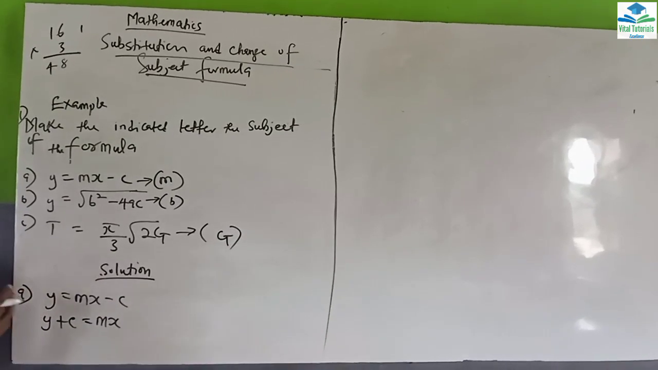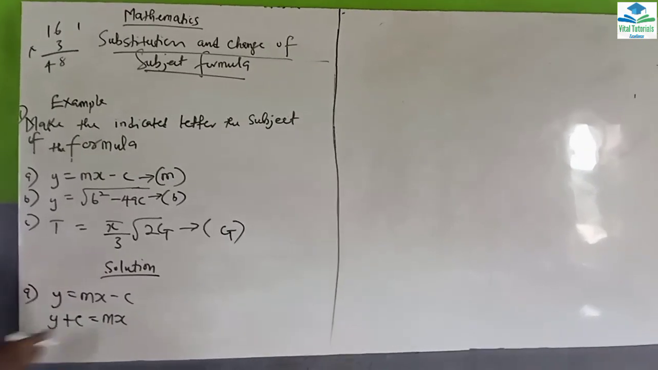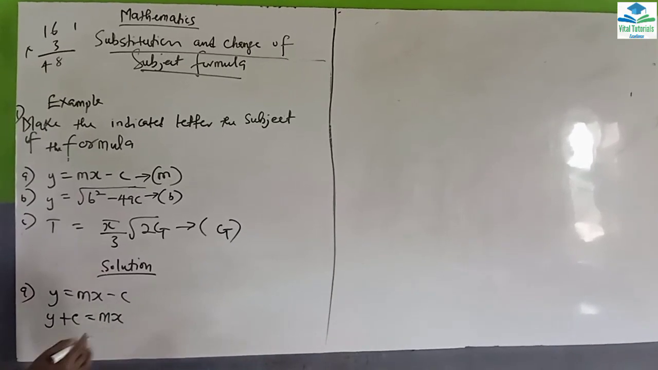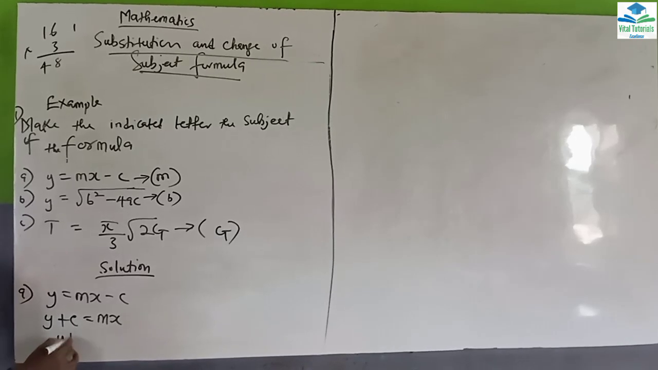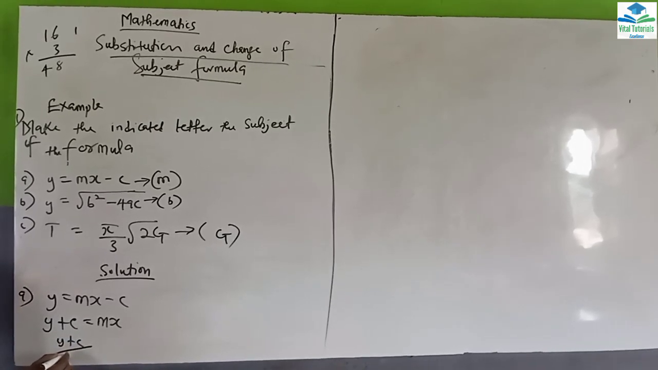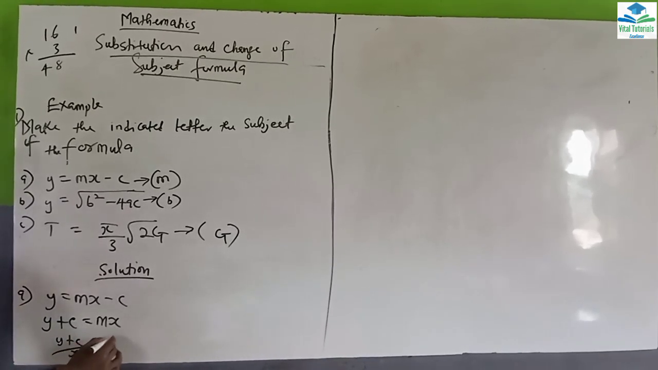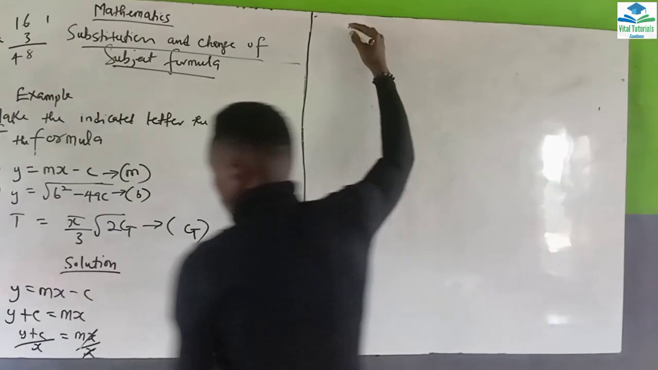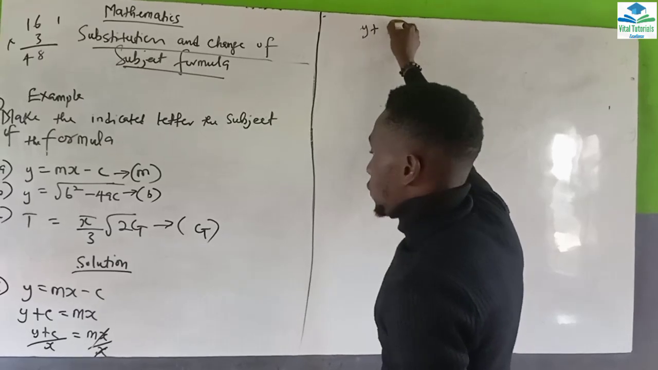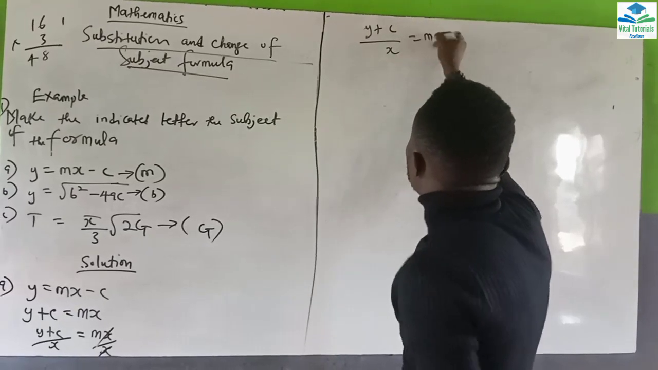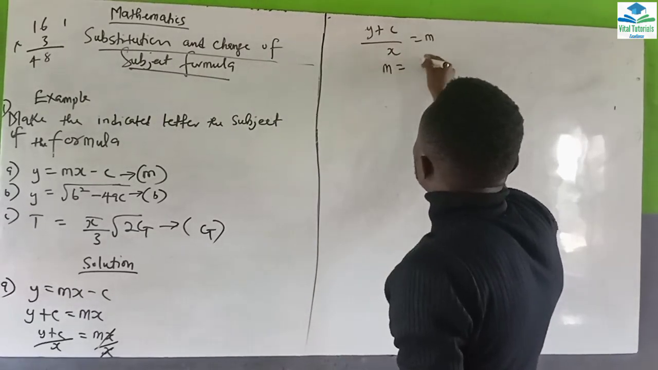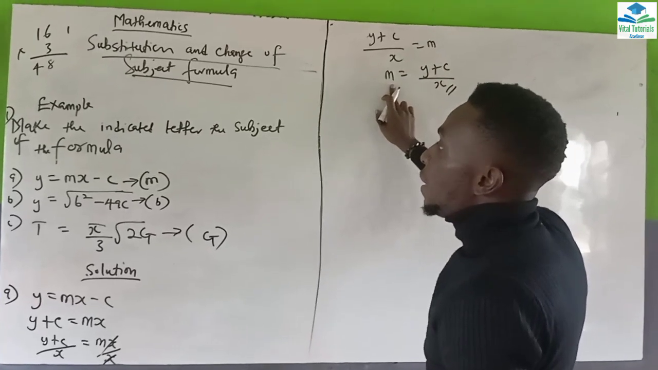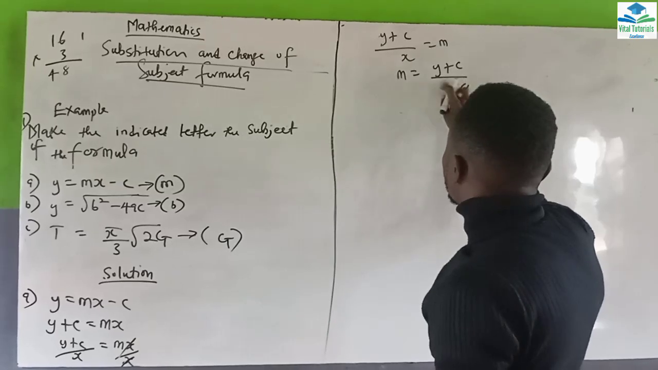Now we want what to be alone? We want m to be alone. For this m to be alone, we have to divide both sides by x, which is the coefficient of m, so that it can be alone. That is y plus c over x equals mx over x. This x cancels this x. You're now going to have y plus c all over x equals m, or just inverse it and say m equals y plus c all over x. That means you have made m the subject of the formula.